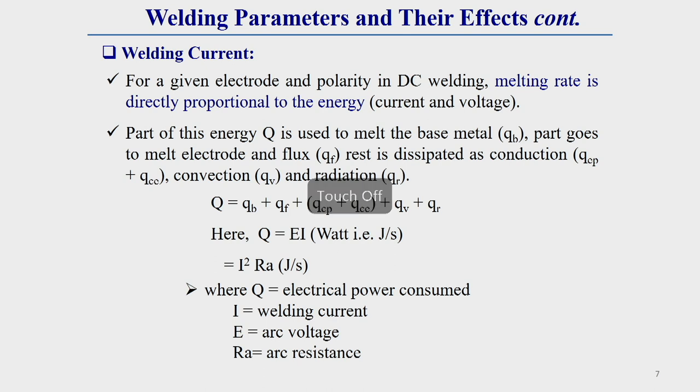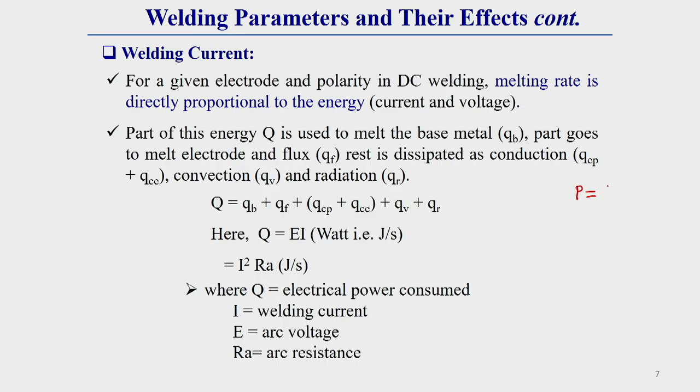First of all, welding current. I have already discussed that welding current means the actual flow of electrons through the gap of the arc. Welding current is directly proportional to heat energy, that we know. Heat power is E into I, where this E, the voltage, we can represent in terms of I into R, the resistance of the arc.